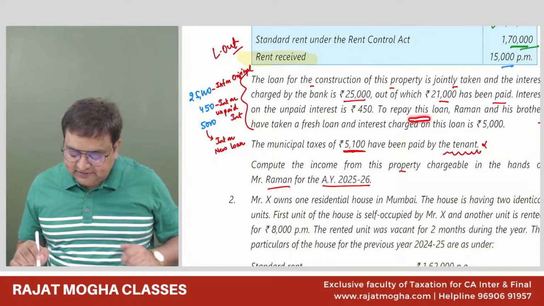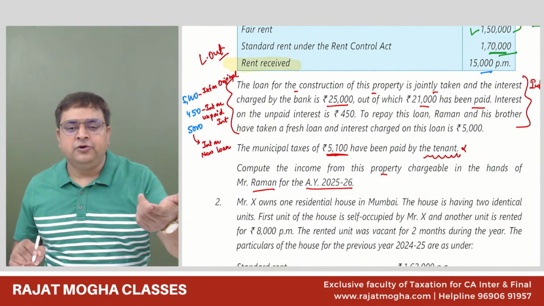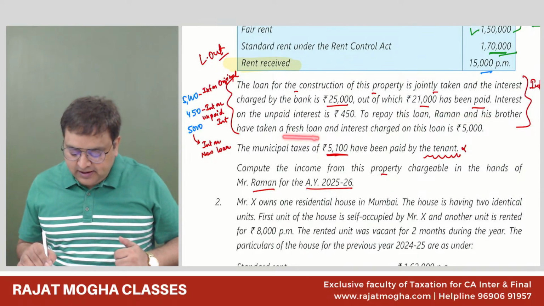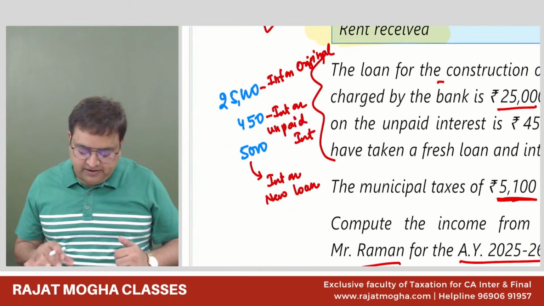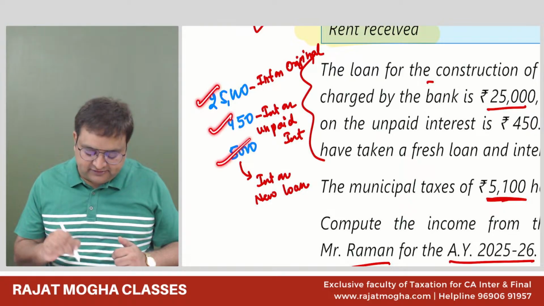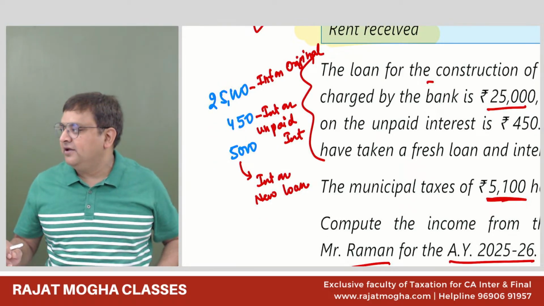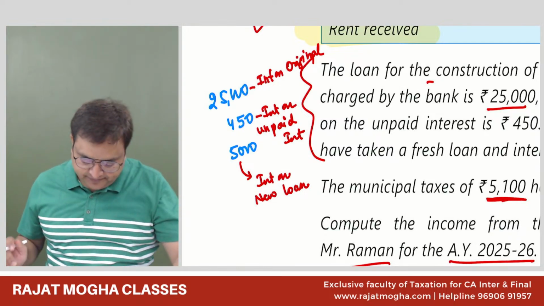And to repay this loan, we have repaid the old loan, and Raman and his brother have taken a fresh loan. The interest charged on this loan is 5,000 rupees. Guys, can you tell me whether all these 3 interests are allowed? Only 1 is allowed? Only 2 are allowed? How much would you think would be allowed? First and third. Only 25,000 surrounds.